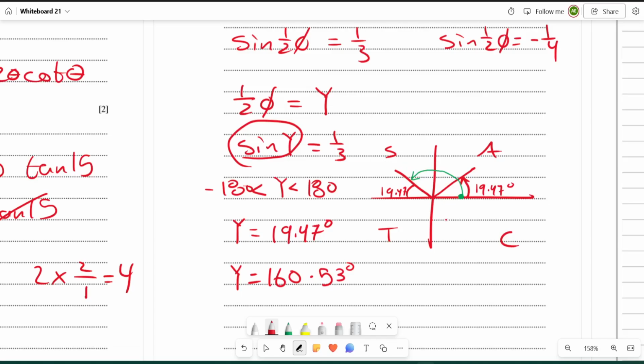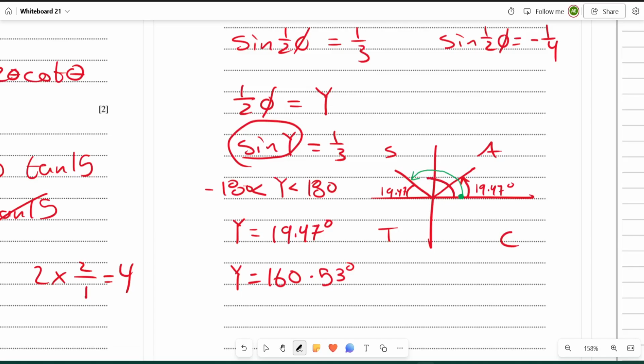That is why. Let me ask you a question. Is there any positive answer here within my range? The 19.47 is in my range. It's between negative 180 to 180. The 160 is also in my range. Is there any other positive answer?